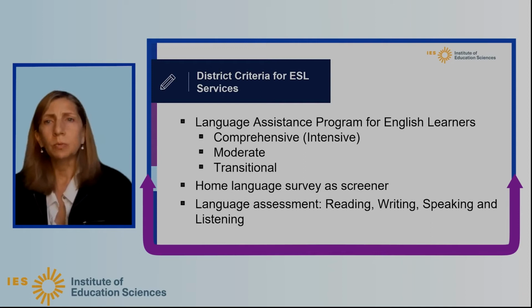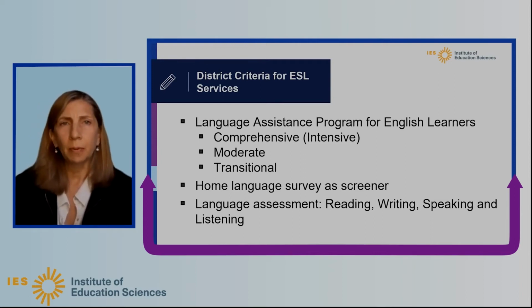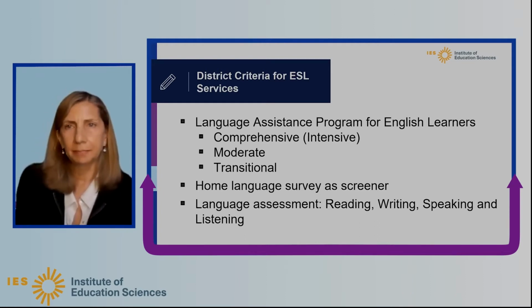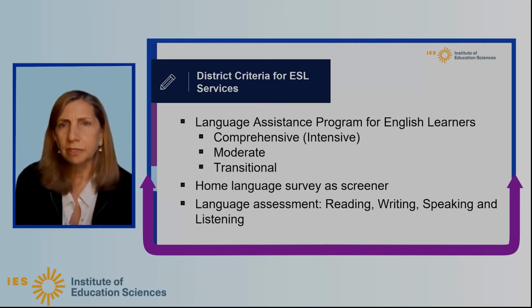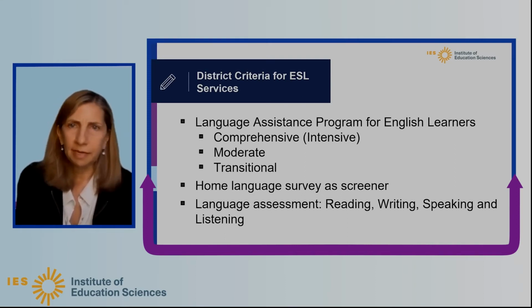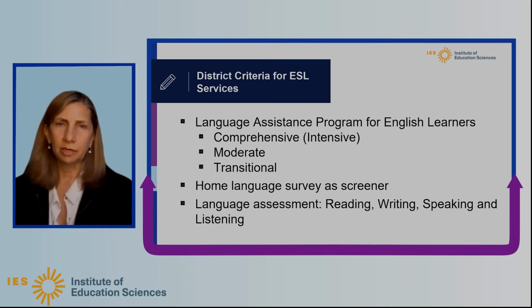And North Carolina is one of 41 states and territories that are part of the WIDA consortium and use ACCESS testing as part of the criteria for eligibility for ESL services. Each district has a language assistance program for English learners, which outlines test scores and other criteria they use to determine who needs support from the ESL teacher. And districts typically provide 3 levels of language support: comprehensive, or sometimes called intensive, moderate, and transitional.